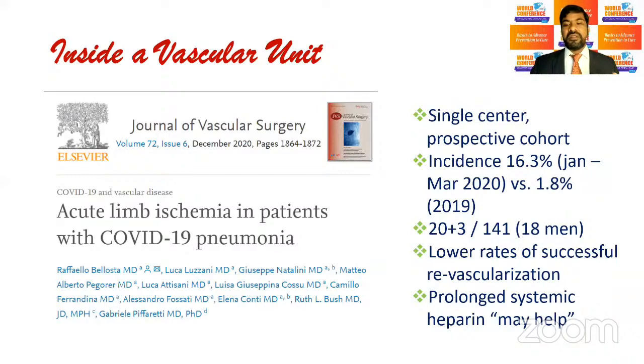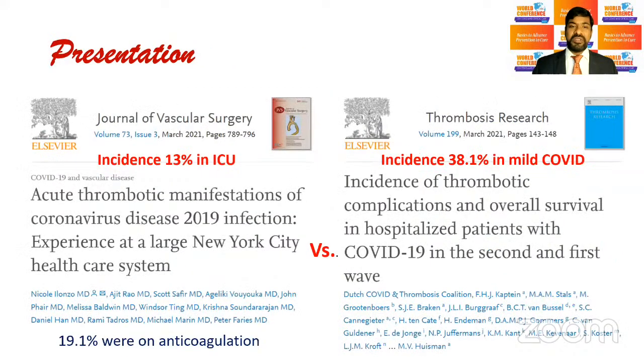Okay, so they defined unsuccessful revascularization as death or amputation within 24 hours, or the need for a repeat revascularization procedure or reocclusion within 30 days from the first procedure. Also, they highlighted the fact that patients who received prolonged systemic heparin, that is systemic heparin infusion, post-revascularization actually had better survival, giving all due respect to the limitations of a small cohort. But this cohort did bring up certain valid points.